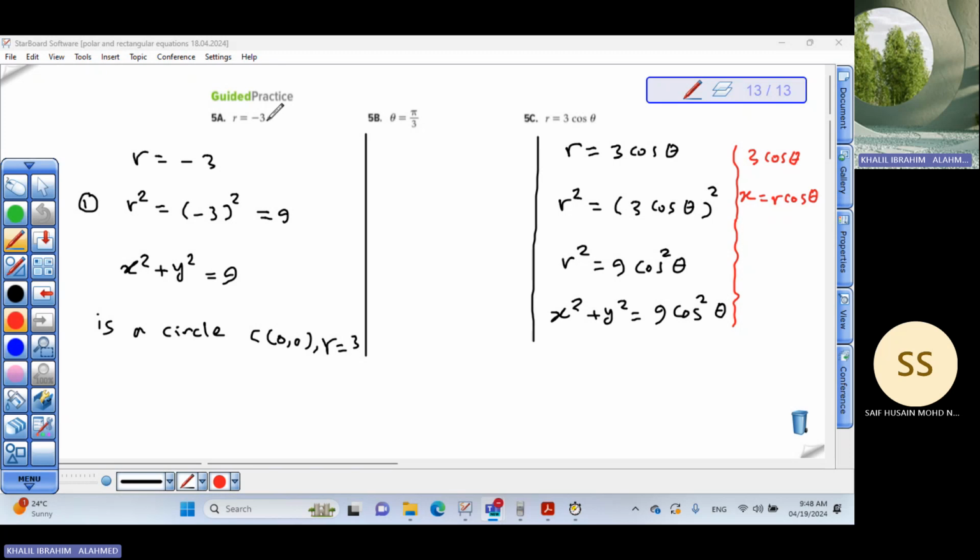r equals -3 is a polar equation. We can write it like this: r equals -3. We can square both sides. r squared equals 9, but r squared is x squared plus y squared. This is the equation of a circle. Okay, good.